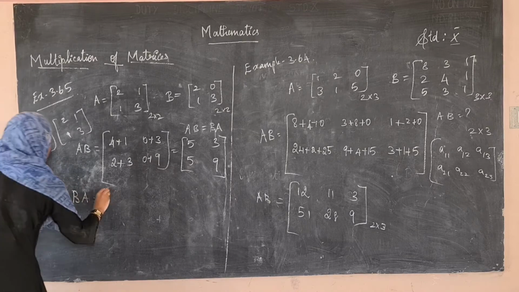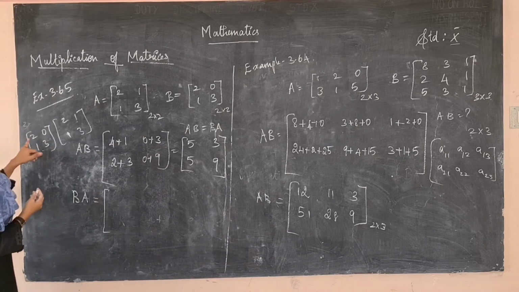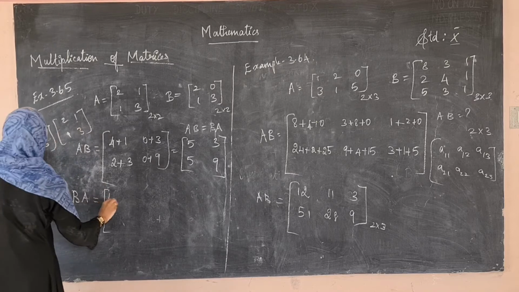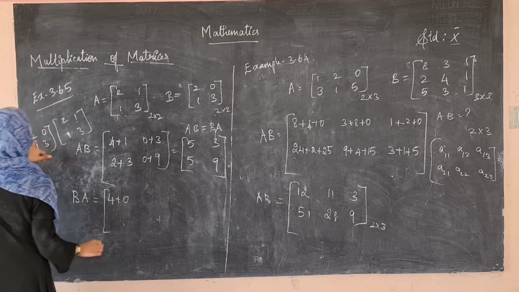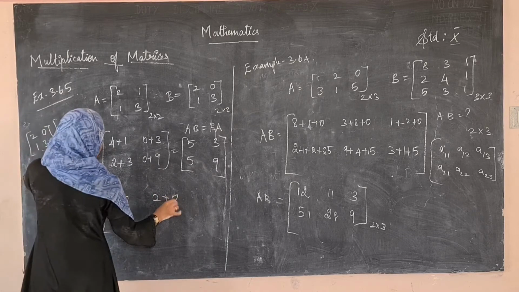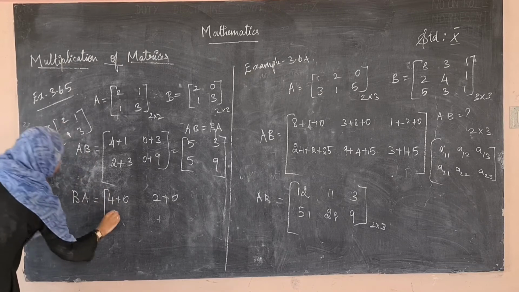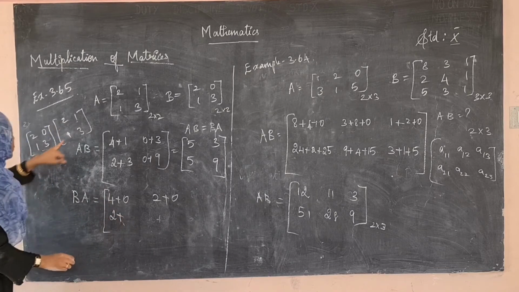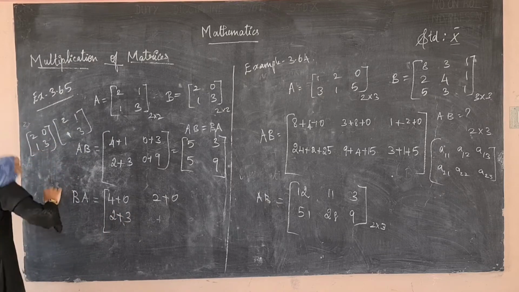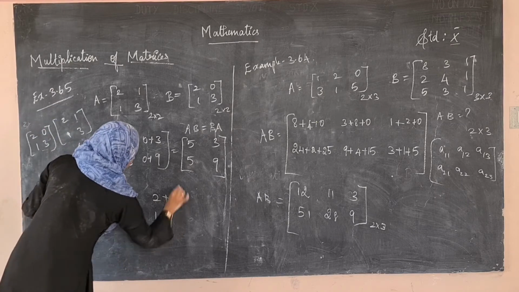See. Here too we have 4 elements, A11, A12, A21 and A22. So first element A11, first row and first column. 2 into 2 is 4 plus 0 into 1 is 0. 2 into 2 is 2 plus 0 into 3 is 0. See here, second row and first column. 1 into 2 is 2 plus 3 into 1 is 3. Okay, and then second row, second column. 1 into 1 is 1 plus 3 into 3 is 9.